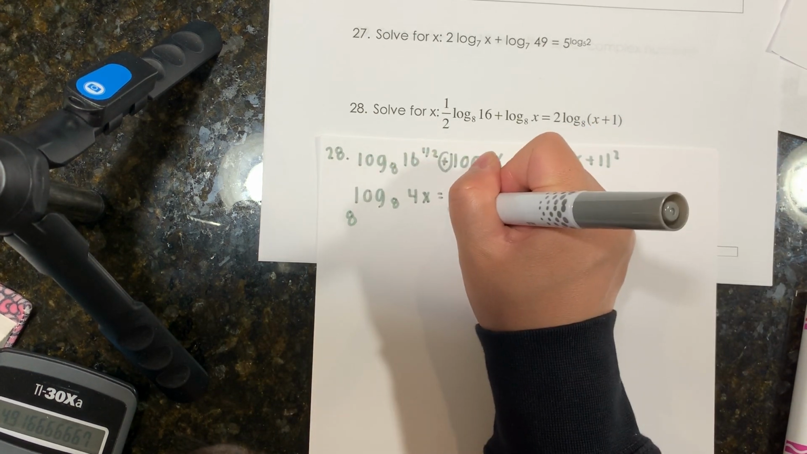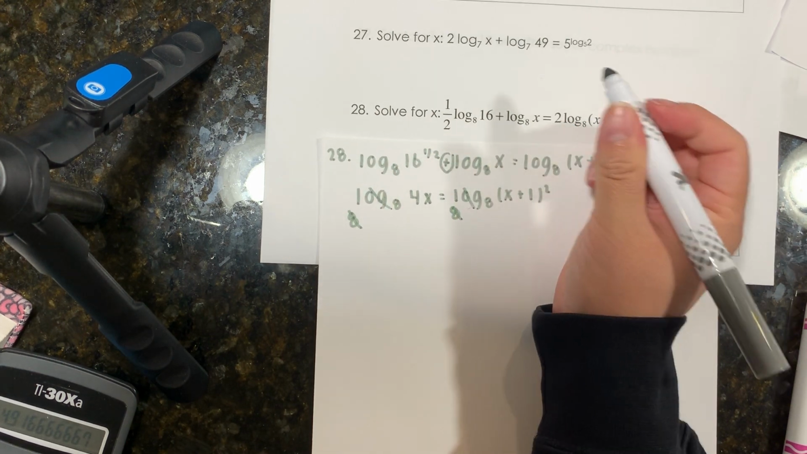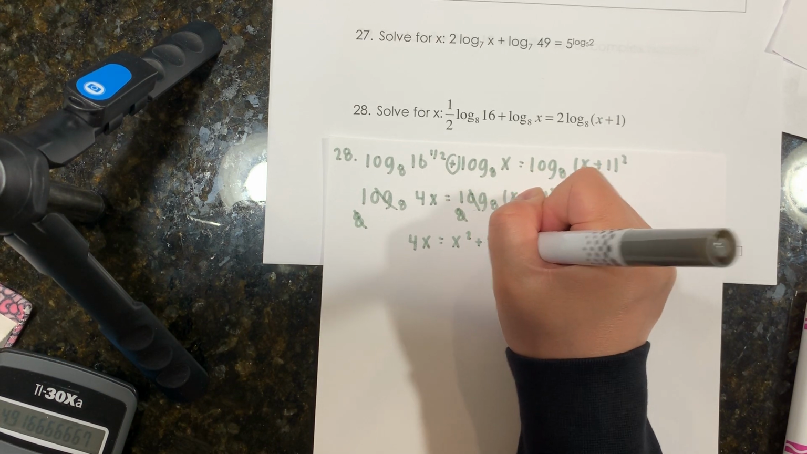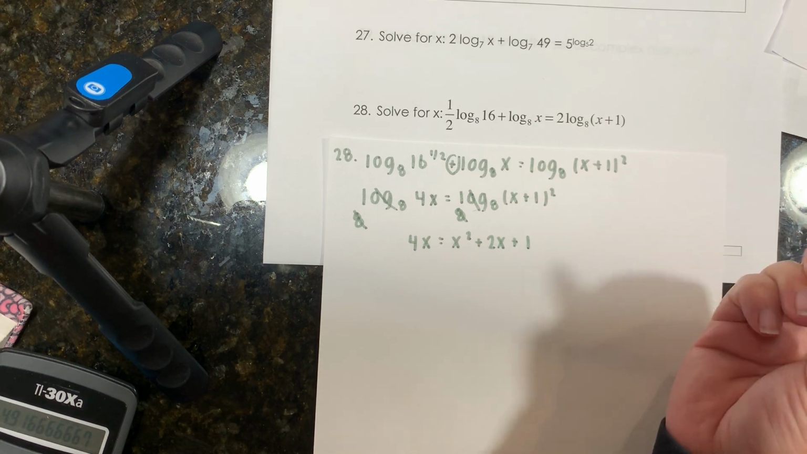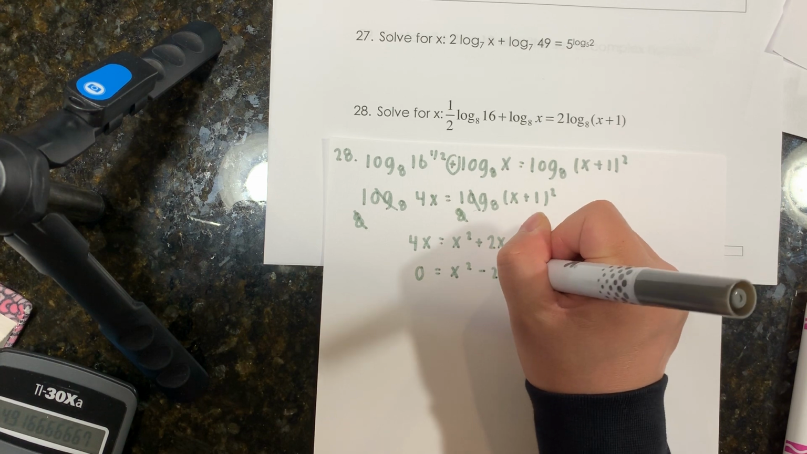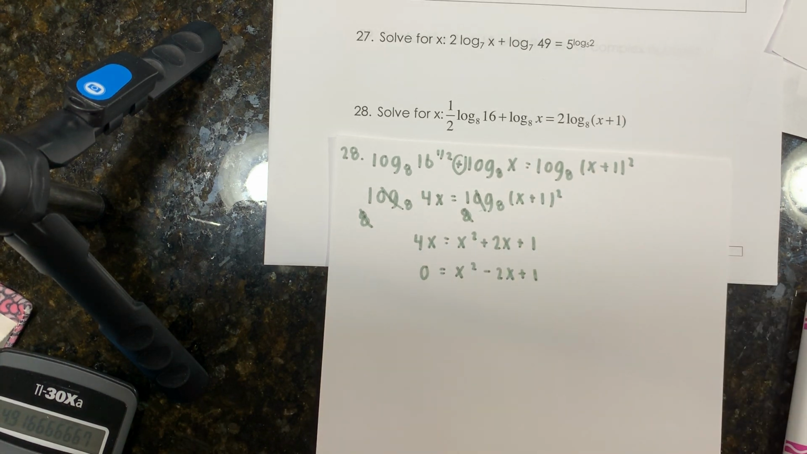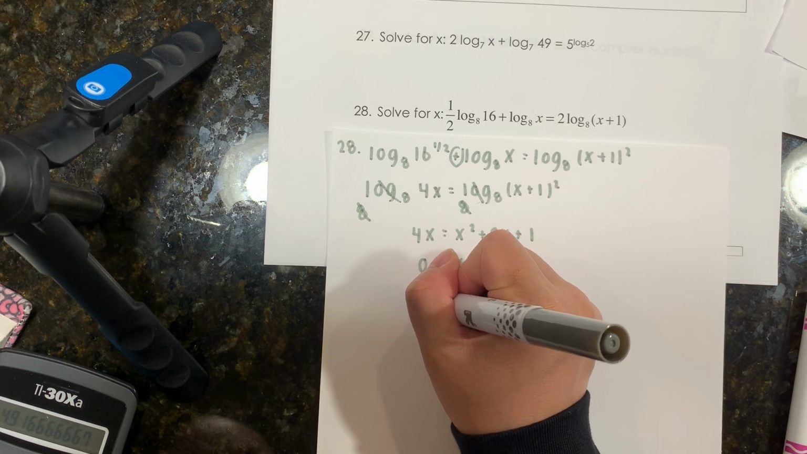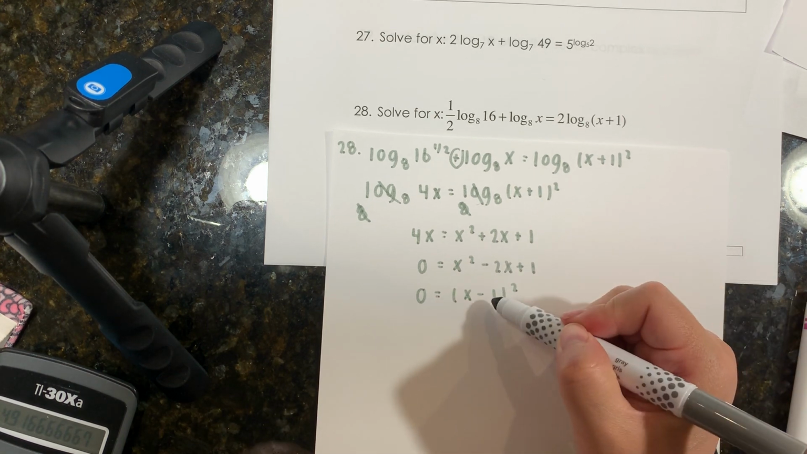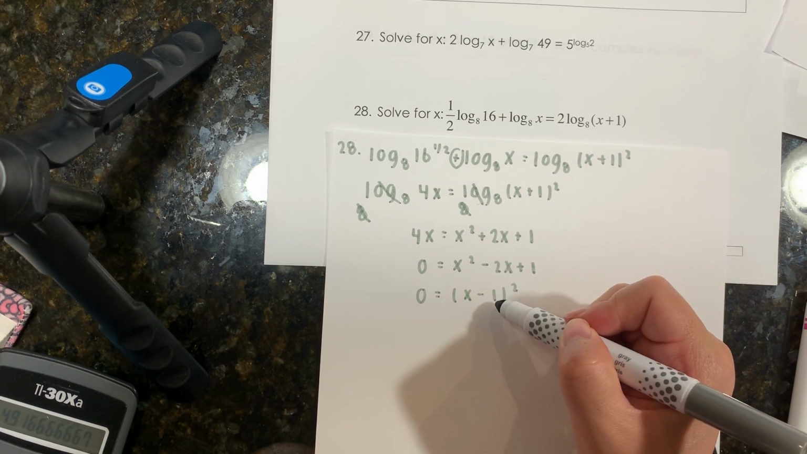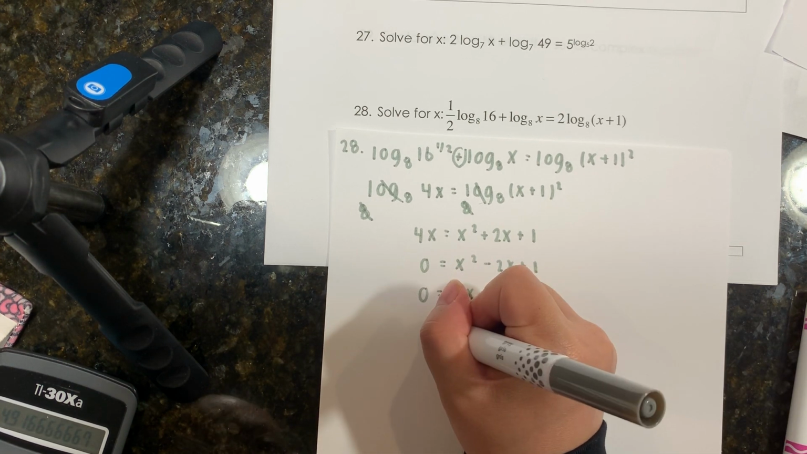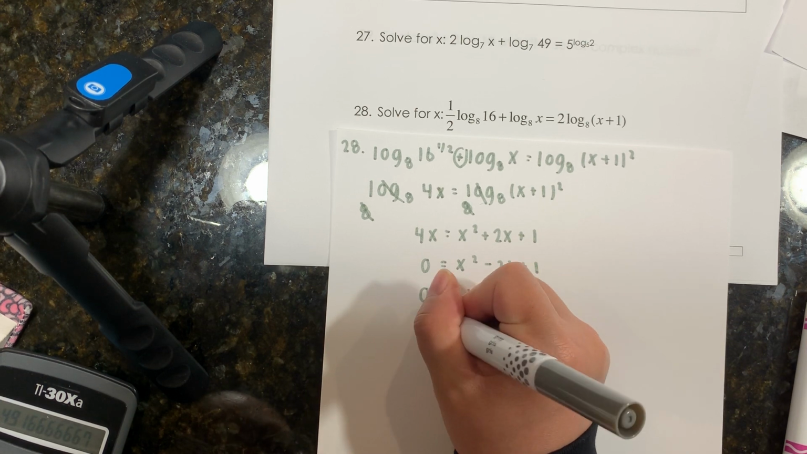Raise both sides to the power of 8 to get rid of the log base 8. And then we get 4x is equal to x squared plus 2x plus 1. Set that equal to 0 would be 0 equals x squared minus 2x plus 1. That actually factors evenly because we have x minus 1 squared. Because two numbers that add to give you -2, and -1 and -1 gives you -2, and -1 times -1 gives you +1. So that means my answer for x is going to be equal to 1.